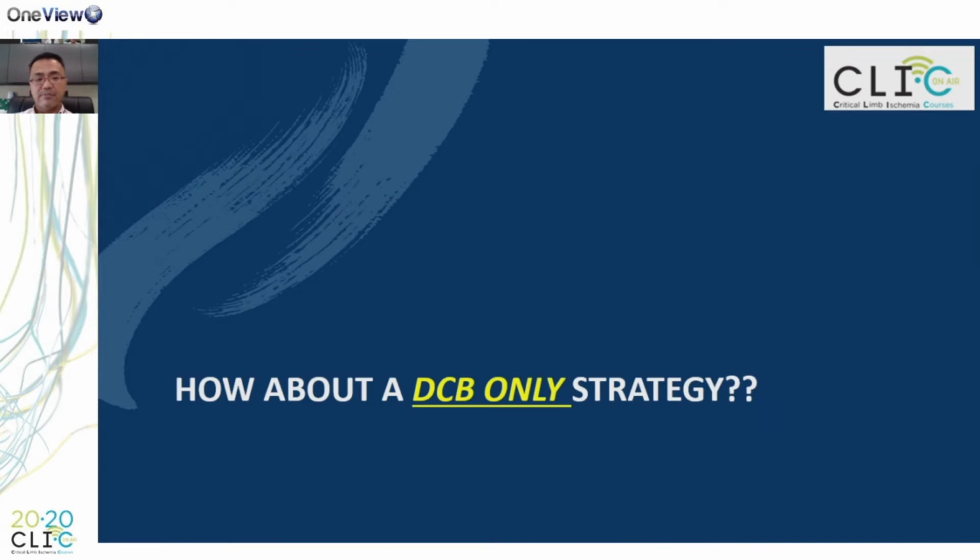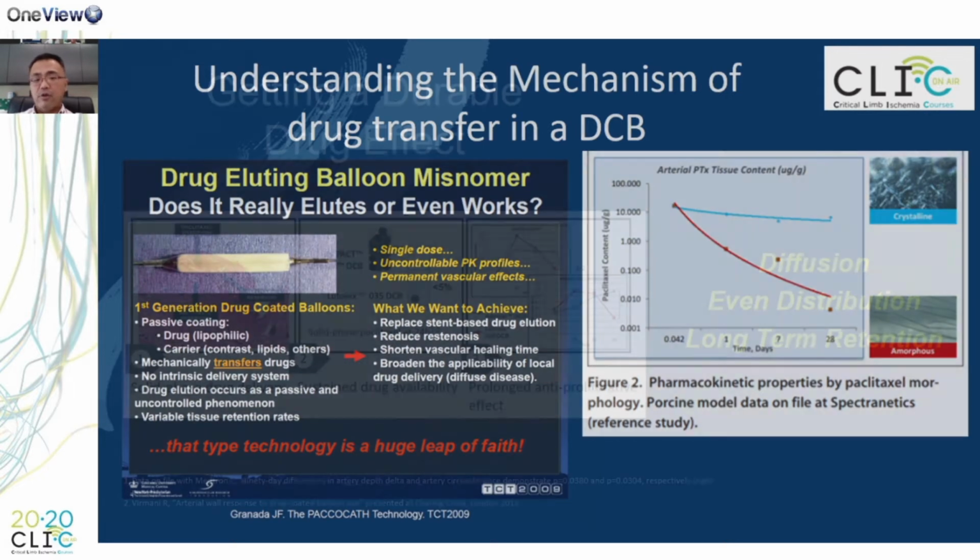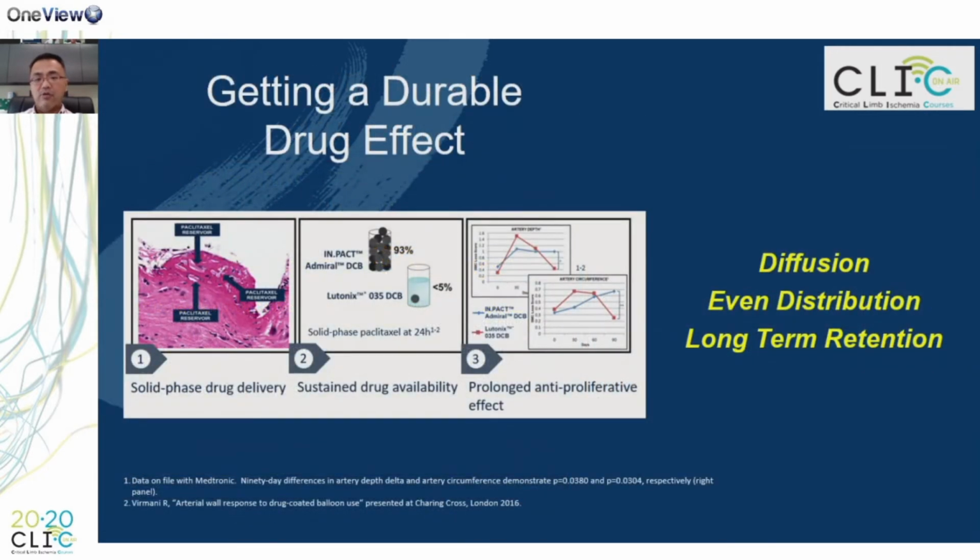Next slide, please. How about the DCB-only strategy? How can the DCB work? When the DCB first came out, it was a question in my mind. You had a drug on the balloon, and this drug not only has to transfer into the wall, but also has to reside in the wall. Next slide, please. And we all know that with drug-coated balloons, you need to have a good diffusion of the drug into the wall of the vessel, even distribution of the diffusion, and long-term retention to get a durable drug effect.